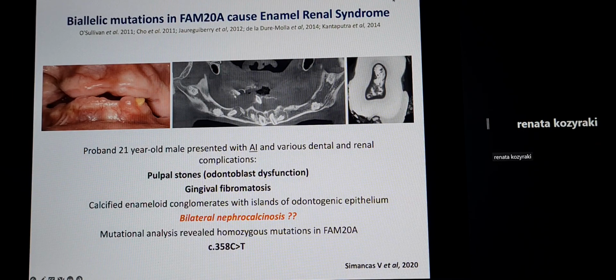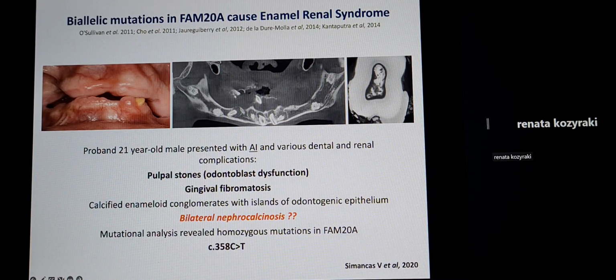You heard already that amelogenesis imperfecta is the major phenotype of this enamel-renal syndrome. We tried to understand the other phenotypic characteristics of this syndrome, which include gingival fibromatosis, which is on the left, and also the presence of pulpal stones, which means calcifications within the pulp chamber, in addition to the calcifications within the gingiva. There is also a bilateral nephrocalcinosis.